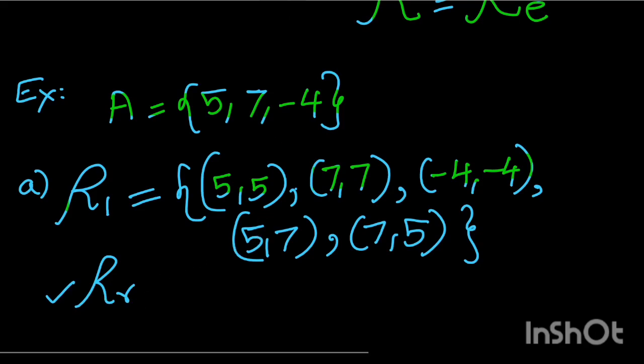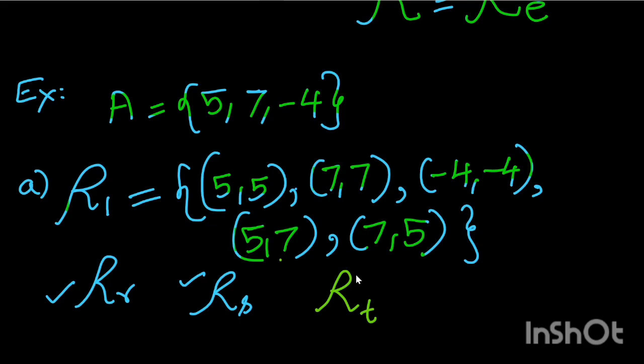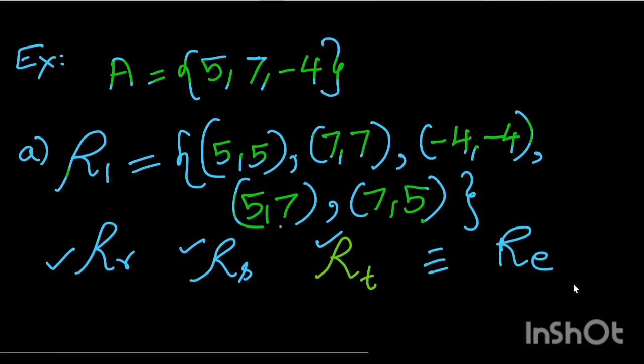Now, as you can see here, 5, 7 is there. For symmetricity we need to check that if AB is there, then BA should also be there. So it is also there, and the condition of symmetric is met. Now, if 5, 7 and 7, 5 both are there, then 5, 5 should be there using the condition for transitivity, and that is also being met. So all three conditions are met. So this is an equivalence relation.